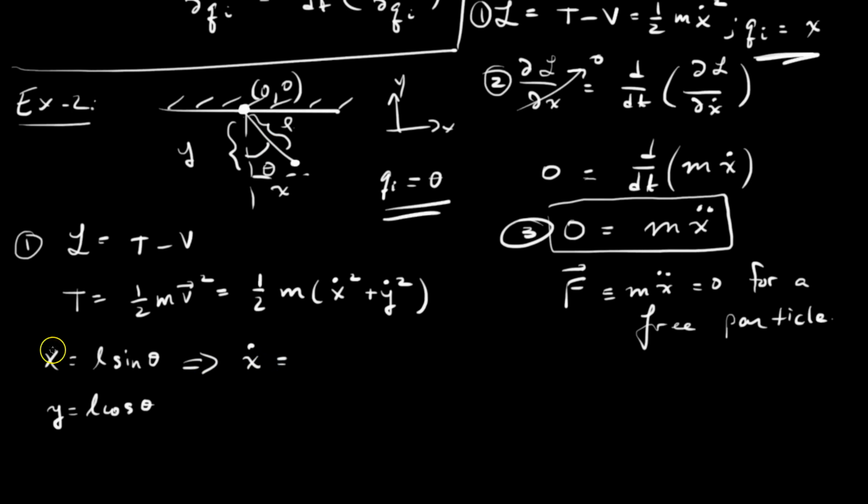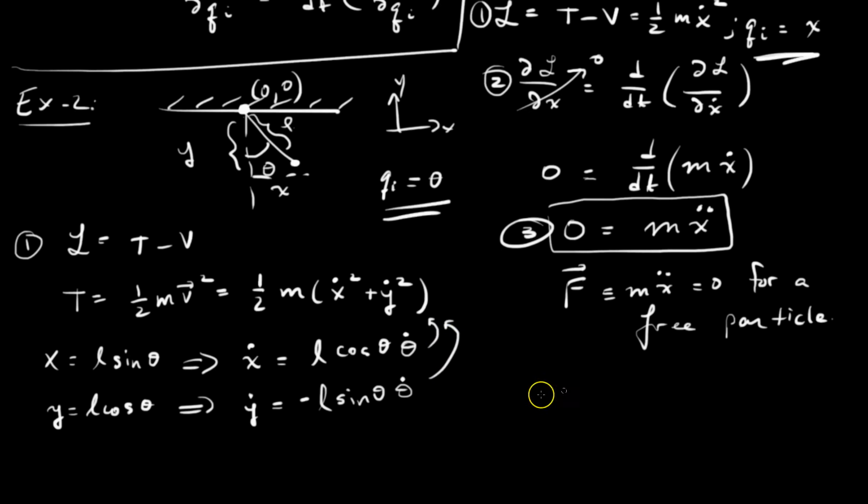What's x dot? It's just a derivative. L is a constant, and the derivative of sine theta is cosine theta, and don't forget the chain rule. The chain rule says that you have to tack on theta dot. You take the derivative of sine theta, which is cosine theta, but then you have to go inside and take the derivative of theta, which is theta dot. Now the same thing for y dot. Pause the video and try to do it for yourself. Okay? Hopefully you got an answer. y dot is just L, a constant, times the derivative of cosine theta, which is negative sine theta. And don't forget the chain rule, theta dot.